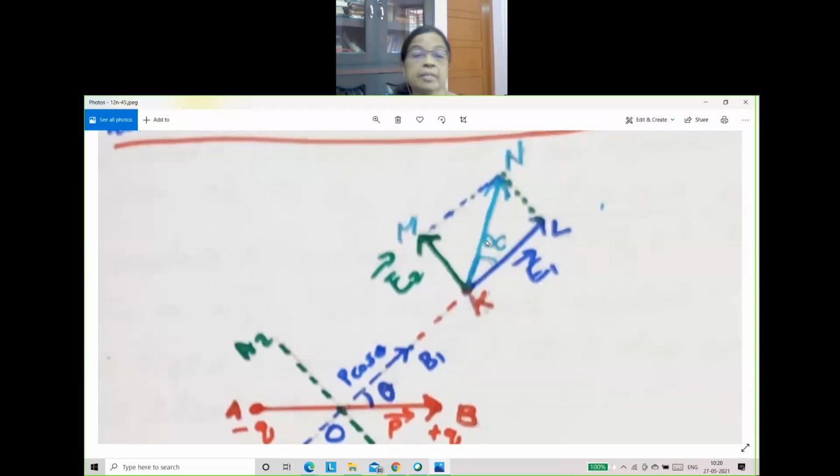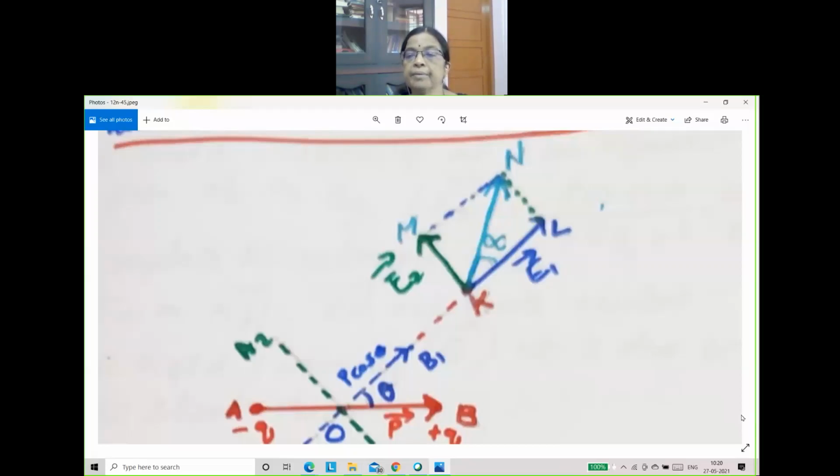Now we have to find the resultant. How will you find it? Tell the parallelogram law equation. Who will tell? Adilakshmi, what is the equation for the parallelogram law of vector addition? If vector P and vector Q are making an angle theta, what is the equation for the resultant electric field?